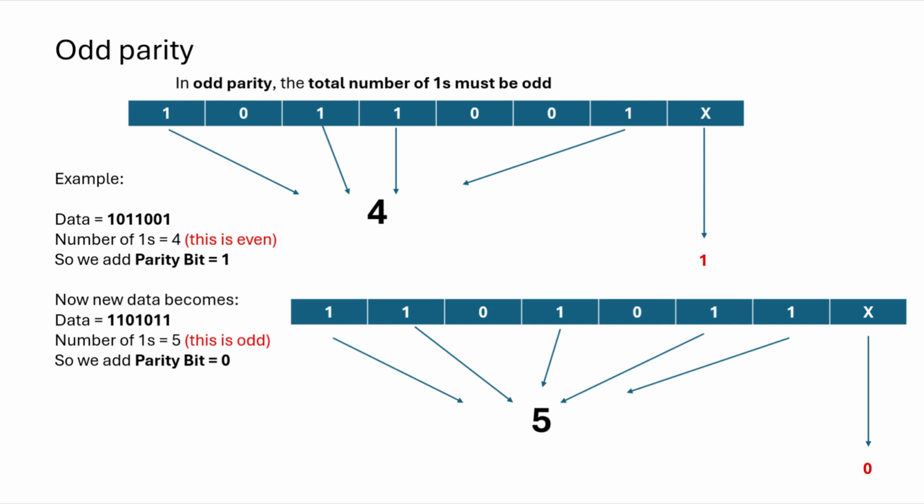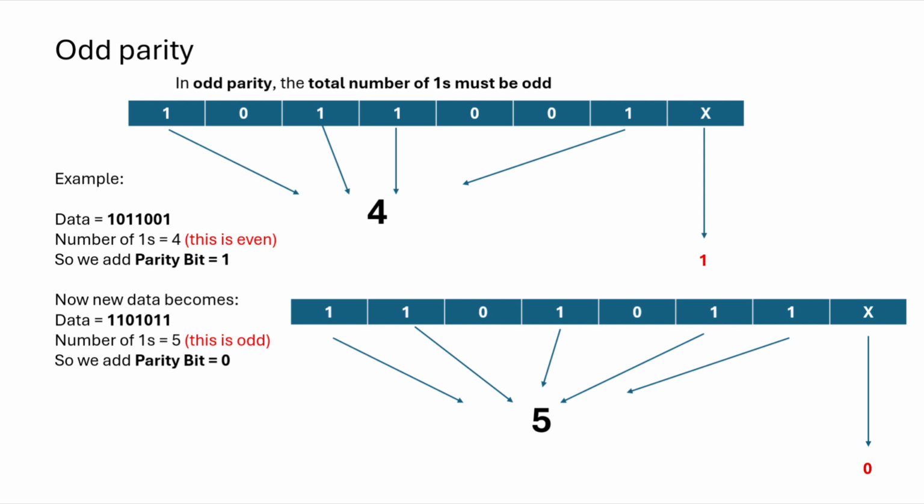Let us check. 4 ones in the original data plus the new parity bit 1 equals 5 ones. 5 is an odd number. Perfect. The rule is satisfied. Now the opposite case. What if the data already has an odd number of ones?